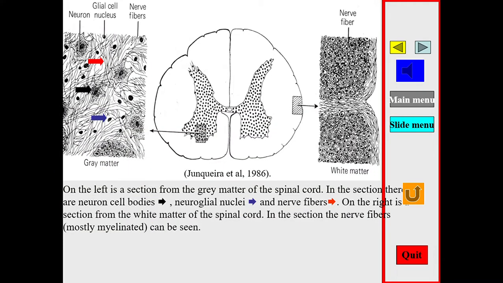In this diagram, we can see the gray matter, butterfly shape, and the white matter. In the white matter, we can see only nerve fibers, axons, and their myelin sheath with the supporting cells, neuroglial cells. While within the gray matter, in this area, we have the neuronal cell bodies, the perikaryon, supporting glial cells, and the neuropil, or the processes of the neurons.